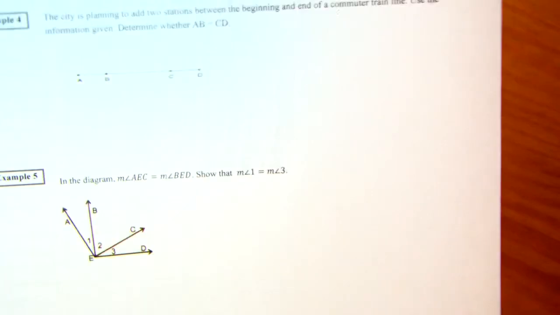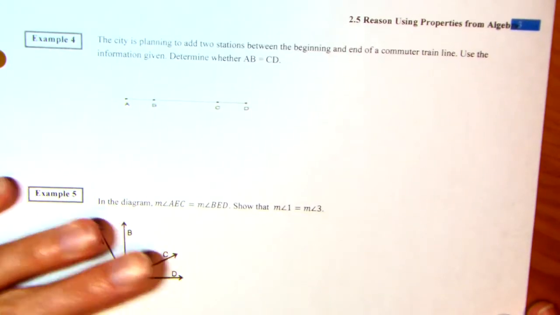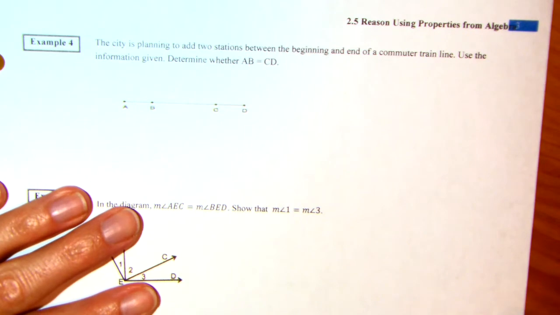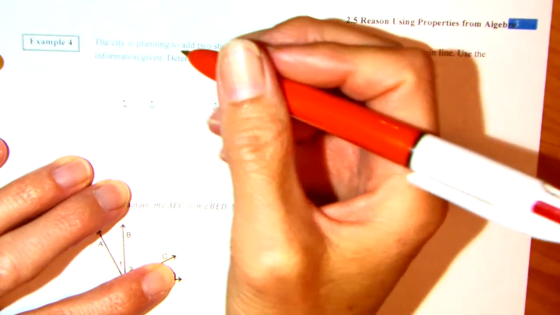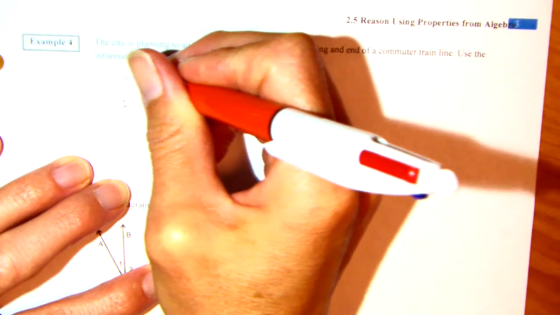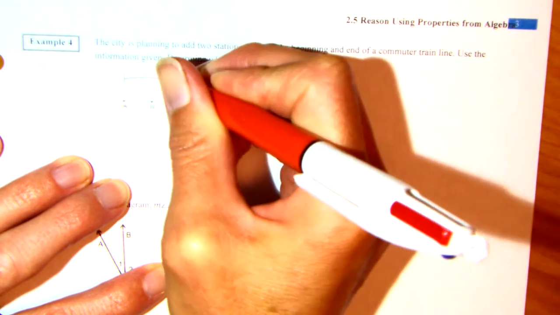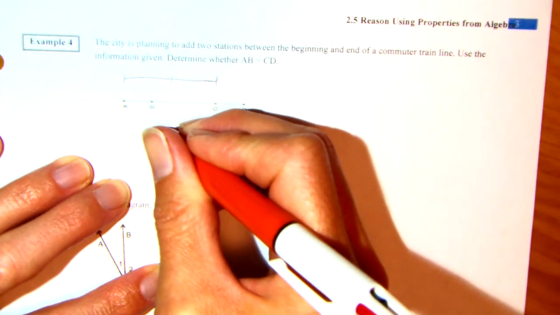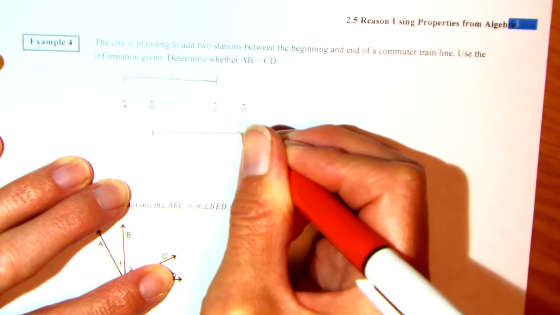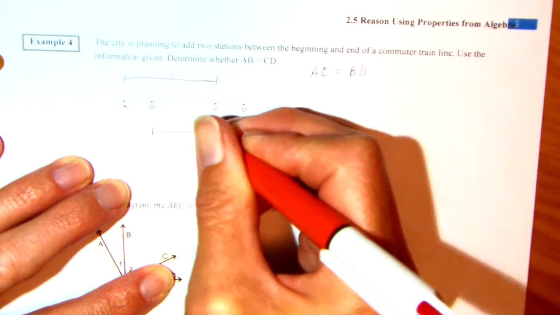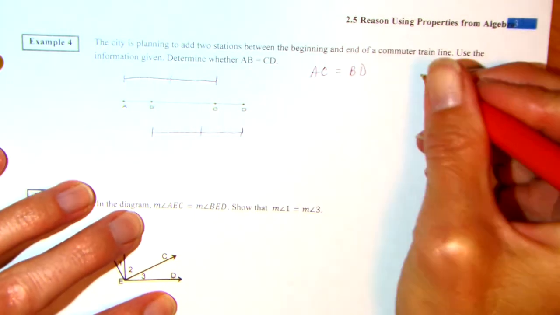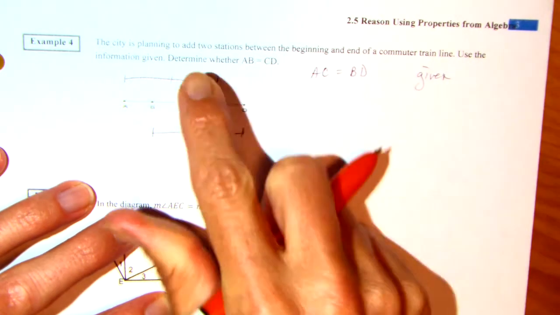So let's use that idea for example 4. He's planning to add 2 stations between the beginning and the end of a commuter line. Use the information given. Determine whether AB equals CD. Okay, so one little piece that I didn't have on here is segment AC is congruent, or the same length as BD. So AC is equal to BD. Okay, so that's given information. Sorry I didn't put that on there. You need to add that.